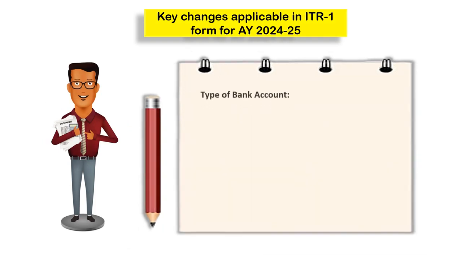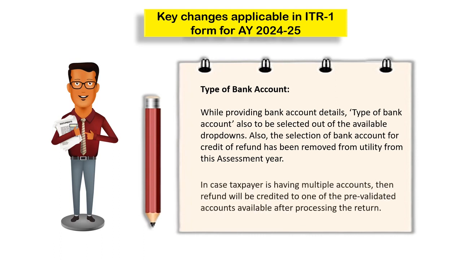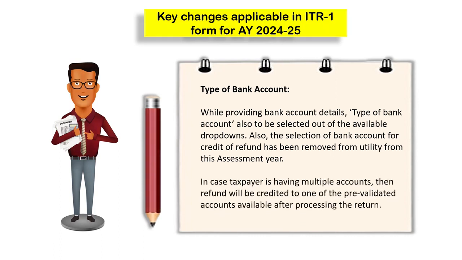While providing bank account details, type of bank account also is required to be selected out of the available drop-downs. Also, the selection of bank account for credit of refund has been removed from the utility from this assessment year. In case a taxpayer is having multiple bank accounts, then refund will be credited to one of the pre-validated accounts available after processing the income tax return.